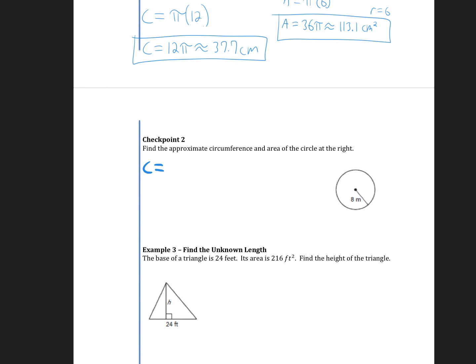It's the radius. Remember, radius is from the center to the edge. I don't know if I mentioned that in the notes so far, but radius is from the center to the edge. The diameter is all the way across. So they gave us 8, which is the radius. So the radius is 8.